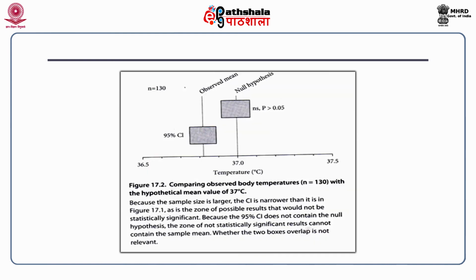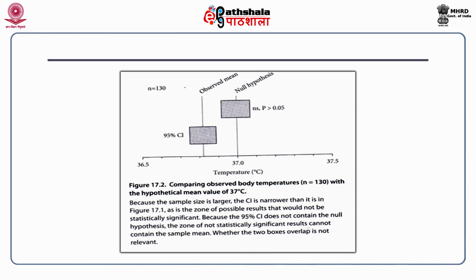In the next slide, you can see the comparison of the observed body temperature when n is increased. In the earlier problem n was only 12, in this problem n is 130, so n has drastically increased. So naturally the CI width is narrower, right? The confidence has increased, right?